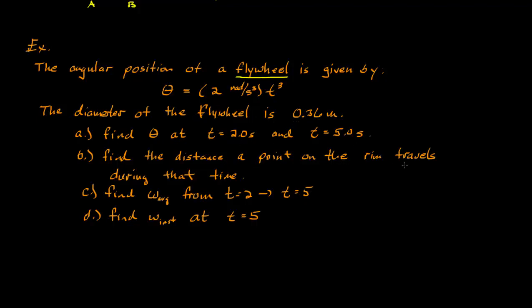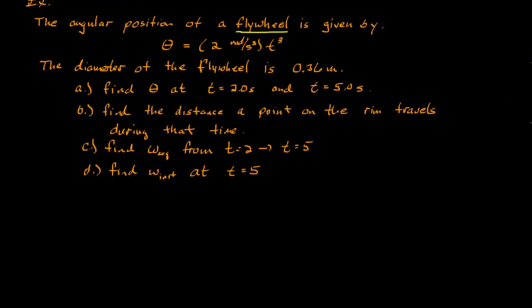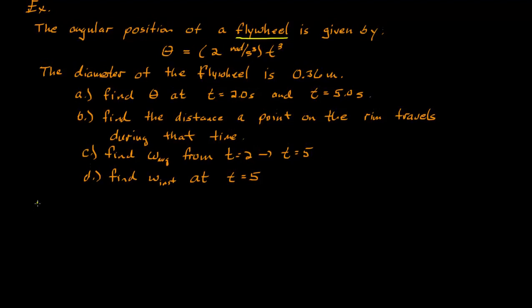Find the distance a point on the rim travels during that time. Find the average velocity from 2 to 5, and find the instantaneous at 5 seconds. Okay, well, the position at 2 and 5 is pretty straightforward. That would just be a substitution. So theta at 2 seconds would be 2 radians per second cubed times 2 seconds cubed, and that would be 16 radians.